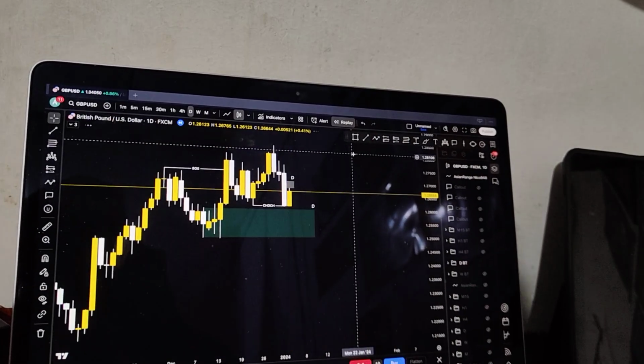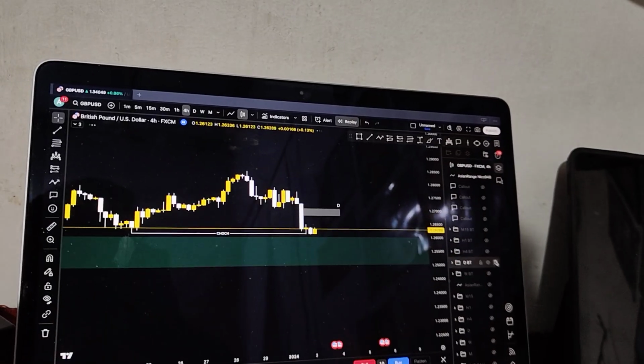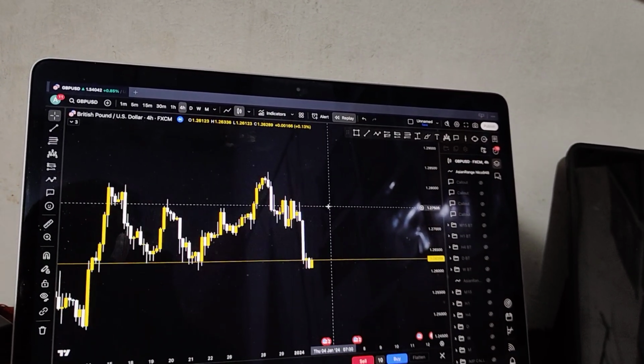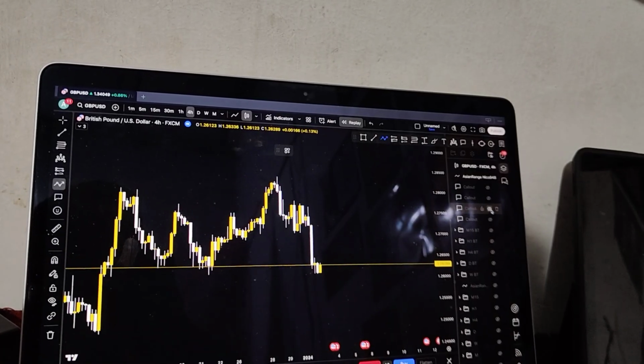So that is when I go to GU on the 4 hourly to look for potential entries, yeah? So this is what I was saying here, for example.